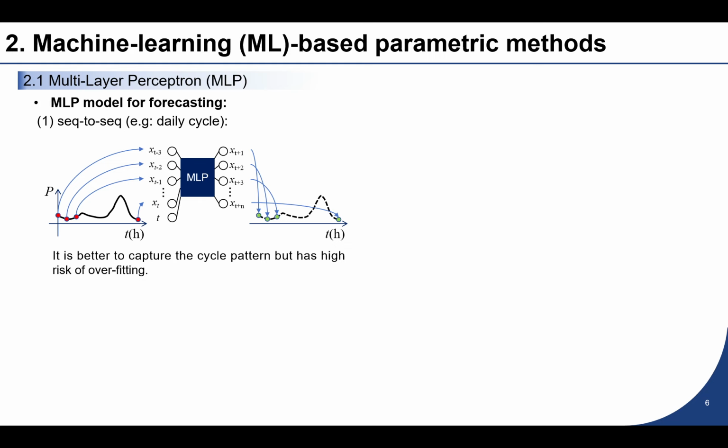However, since the output dimension is large, the model has a high risk of overfitting, especially when training data is limited. The second approach is sequence-to-point forecasting.